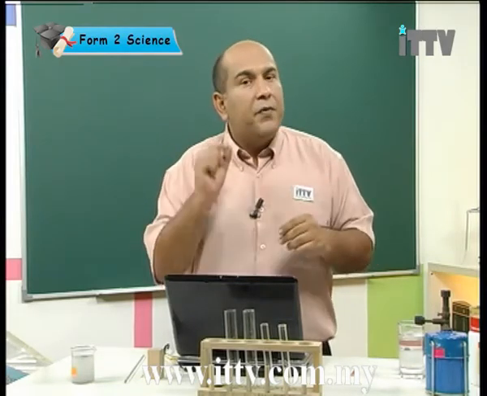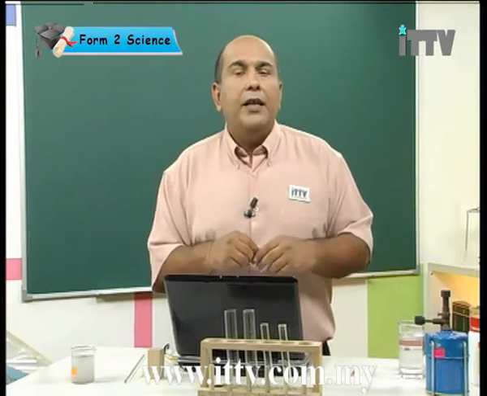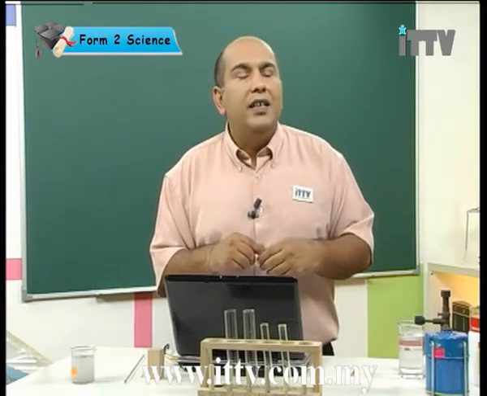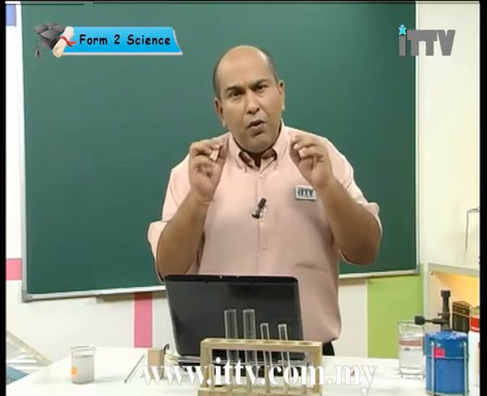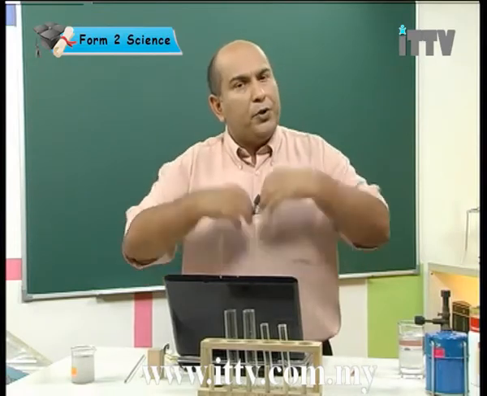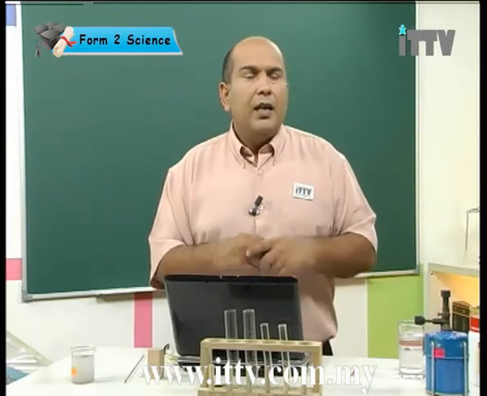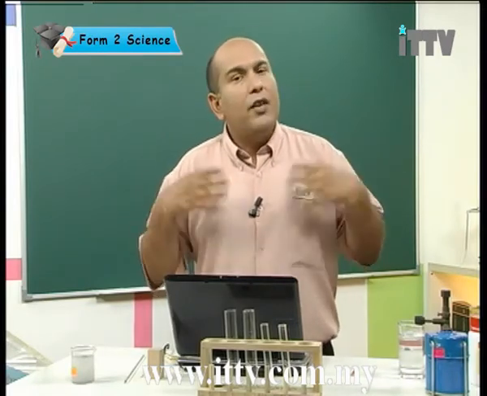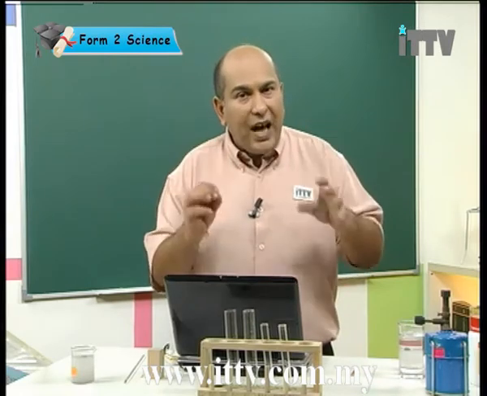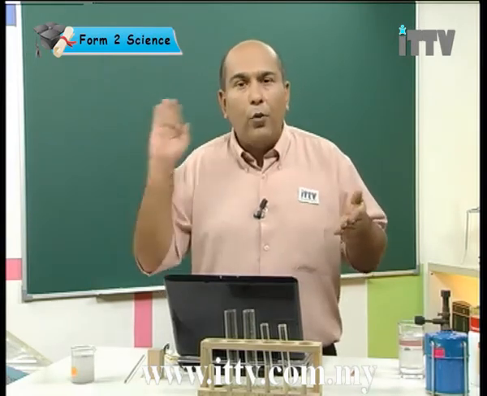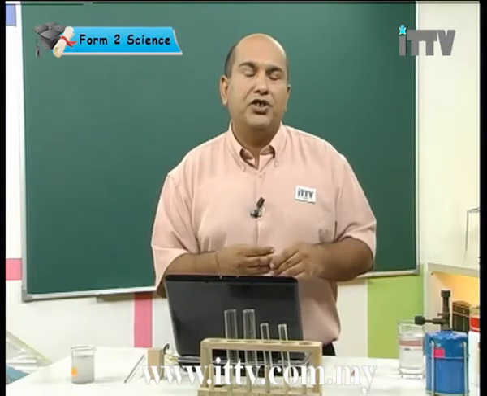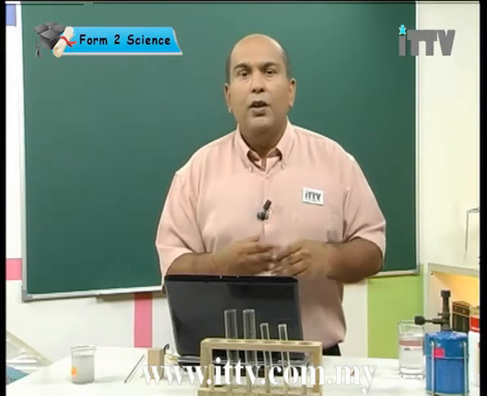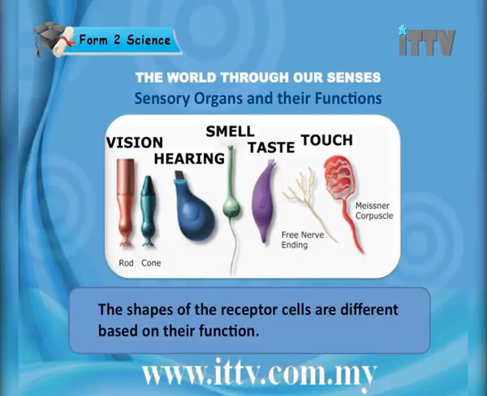Most of the time, the information will be sent to the brain in the form of what we call a nerve impulse, which is a small amount of electricity that we produce in our body. The electricity is of a very low current and voltage, not enough to damage us, but fast enough to get to the brain quickly so that the brain can make a decision as fast as possible for our own good. The shape of receptor cells are different based on their functions.